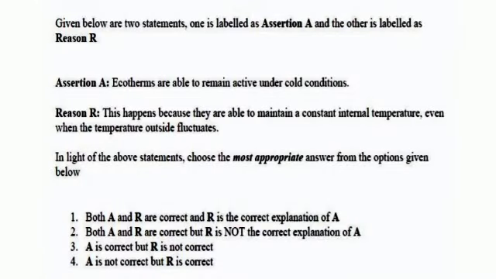Next is an assertion reason question, and the assertion is: ectotherms are able to remain active under cold conditions. Reason: this happens because they are able to maintain a constant internal temperature even when the temperature outside fluctuates. And in light of the above statements, the right one is option 4. That is, A is not correct, but R is correct.